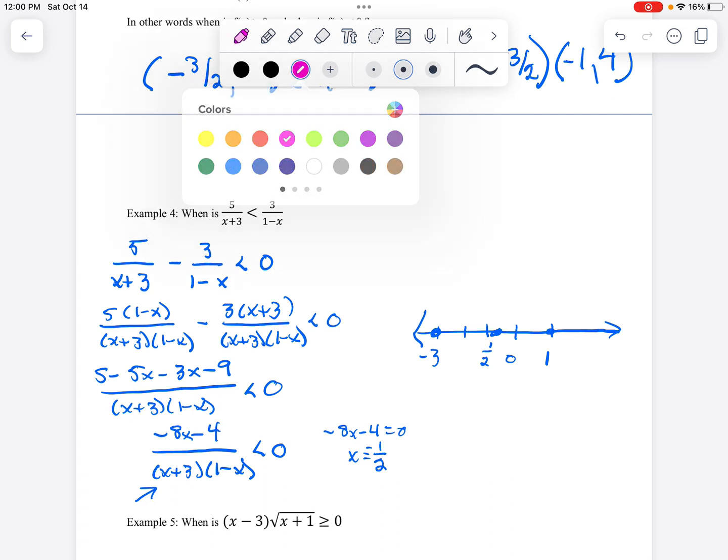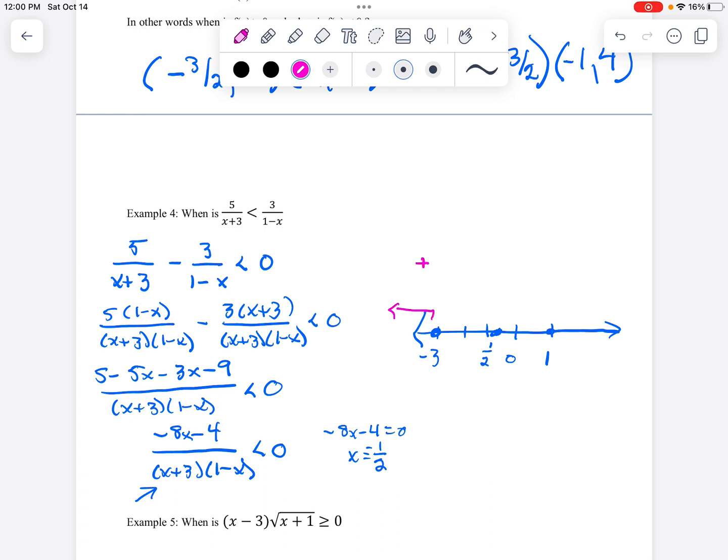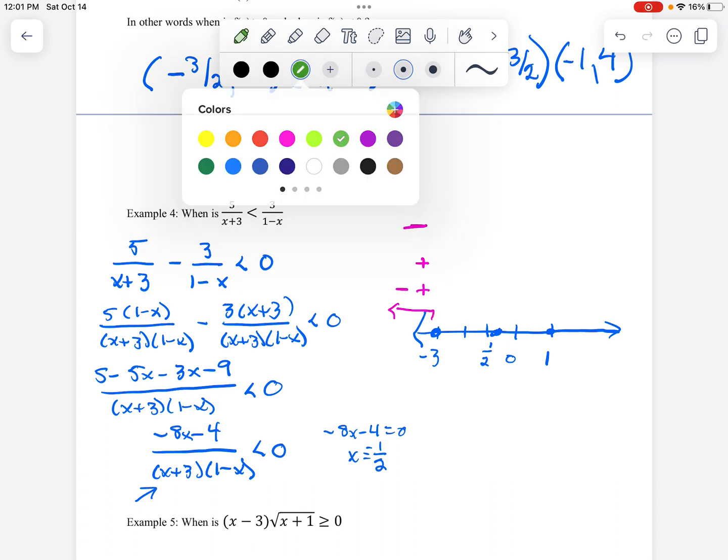Let's look at the intervals again. Anything less than negative 3: my numerator is going to be positive, 8 times negative 3 is positive 24 minus 4. In the denominator, anything less than negative 3 plus 3 is going to give me a negative, and 1 minus anything less than 3 is going to give me a positive. I'm going to have negative values overall.